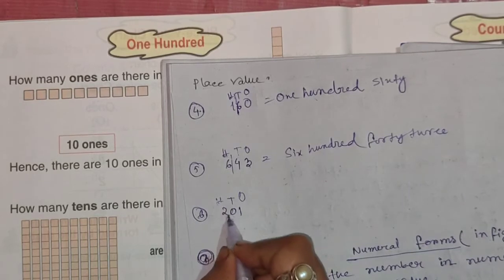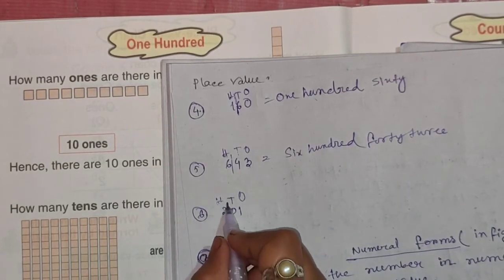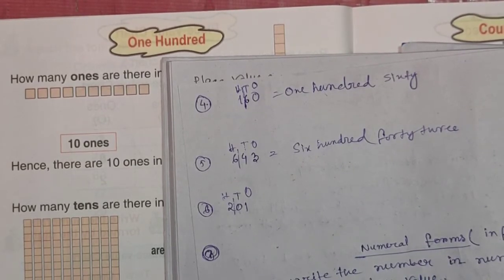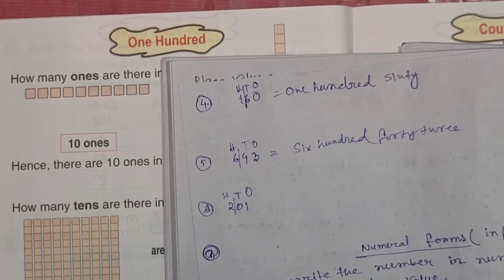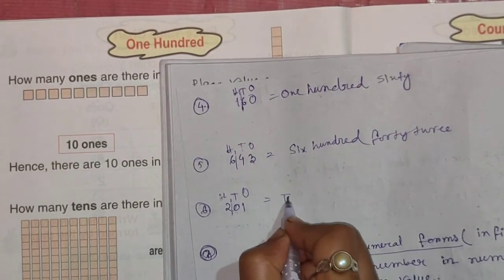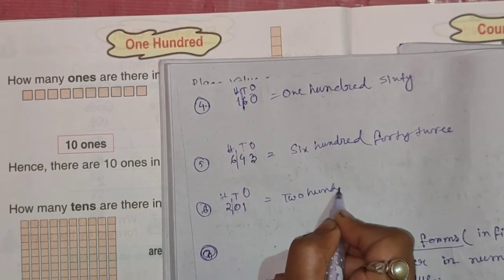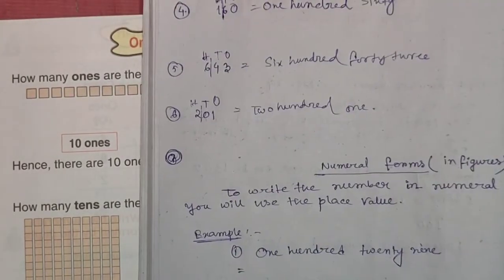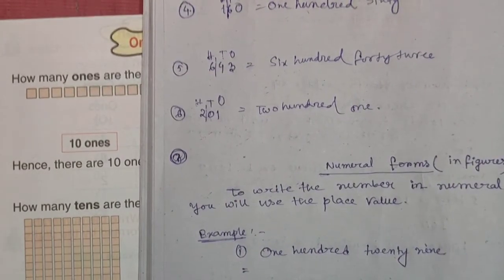Next one, 201. Then we will write this number in the place value chart. Ones, tens, hundreds. Now we need to break this number into two parts. 200, 01. 0 tens and 1 one make 1. So the number name will be 201. Okay, so this is how you can write the number name of any 3-digit number.